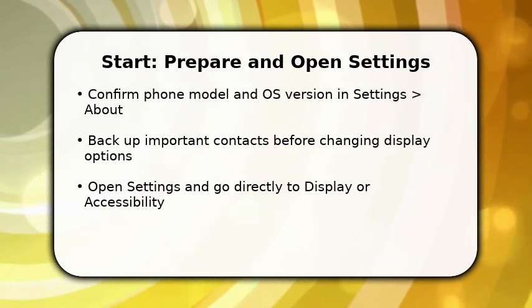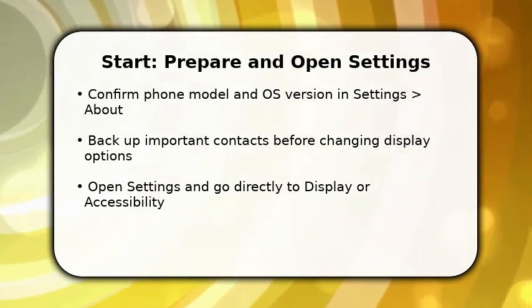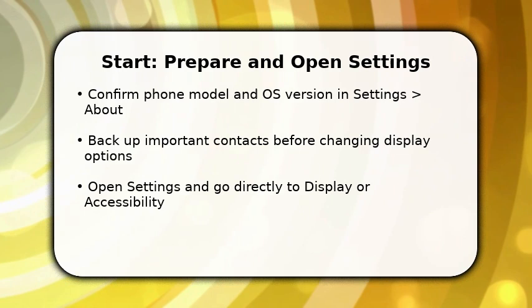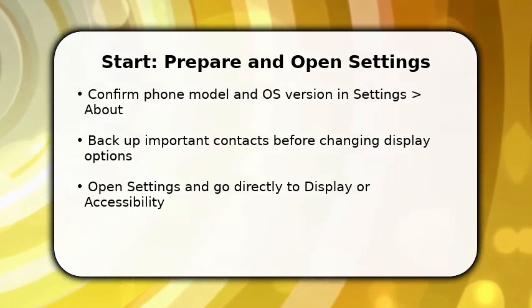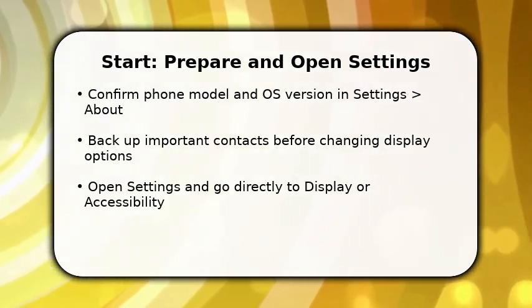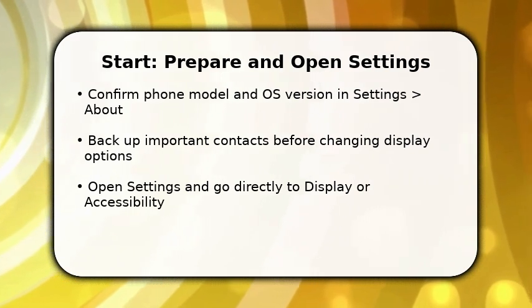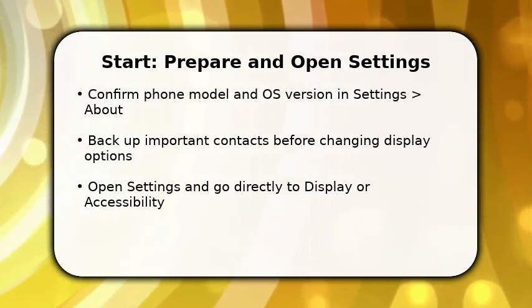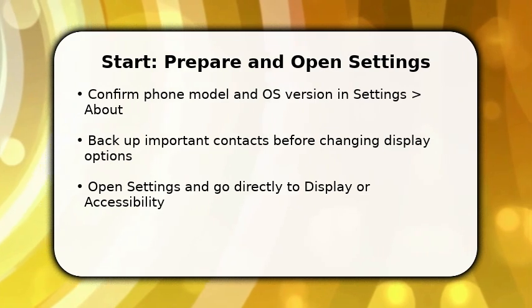Enjoy the video. You start by confirming your phone model and OS so you pick the right menu. Once done, back up contacts for safety, then open Settings and go straight to Display or Accessibility. Tap Display, then look for font size, text size, or calling screen settings.